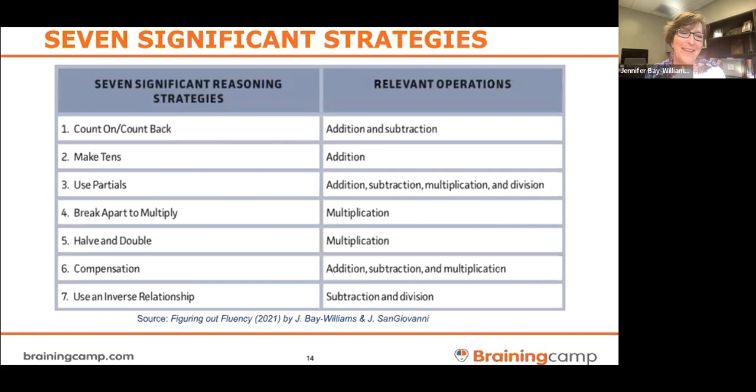And then compensation is so useful across the board, across three of the four operations anyways. And then for subtraction, using think addition, and for division, using think multiplication. So those are the biggies, and they might have different names, but these are particularly useful, again, because they work across numbers. So let's see how that works.